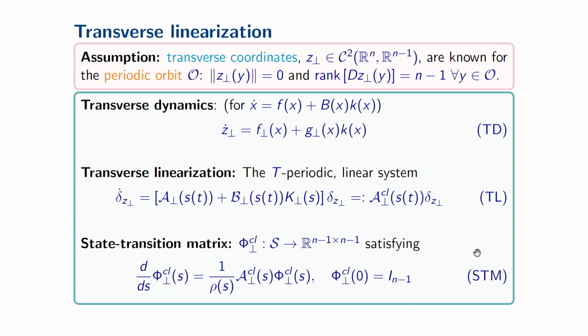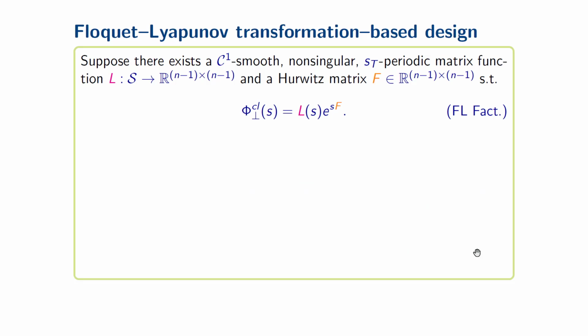Now with these assumptions and properties in hand, we can search for such a switching function. So assume that we have now found such transverse coordinates, and for the transverse linearization we found the state transition matrix. We then assume that we can find a C1 smooth and non-singular real matrix function L of dimension n-1 by n-1, and a Hurwitz matrix F of the same dimension, which is also real, such that we can factorize the state transition matrix of the transverse linearization as follows. If we can find such an L and an F, then we call this a Floquet-Lyapunov factorization of the system. And it provides us with this coordinate transformation, with which we can transform the transverse linearization into a linear time invariant system.